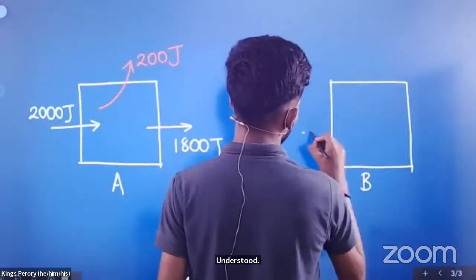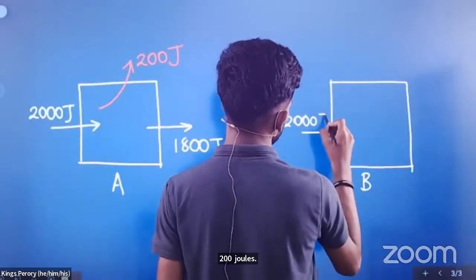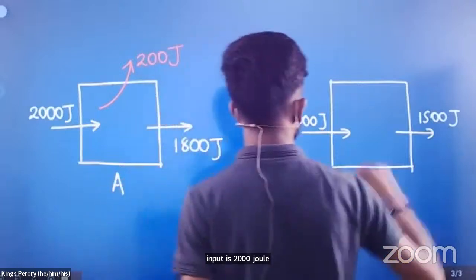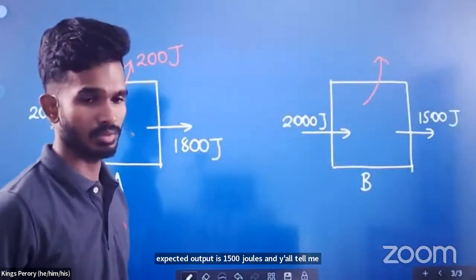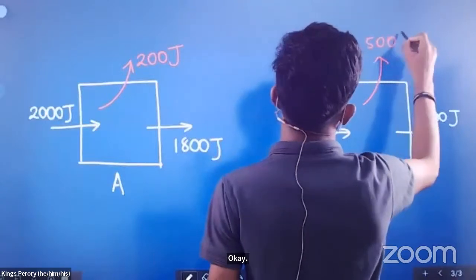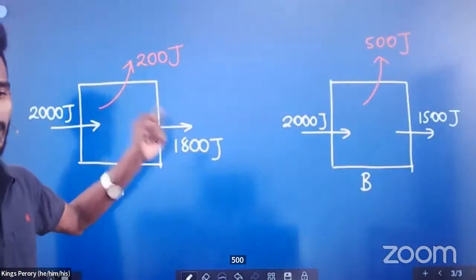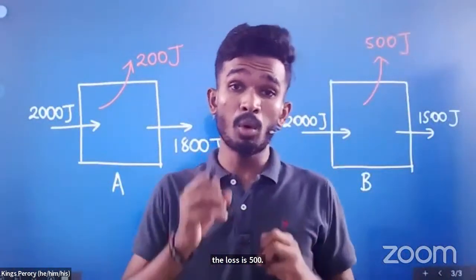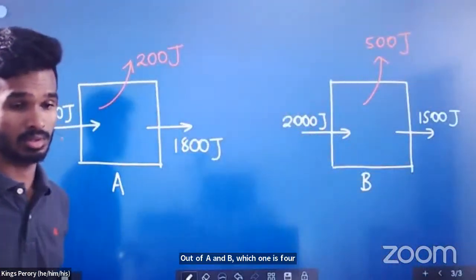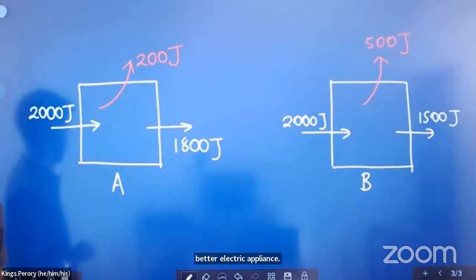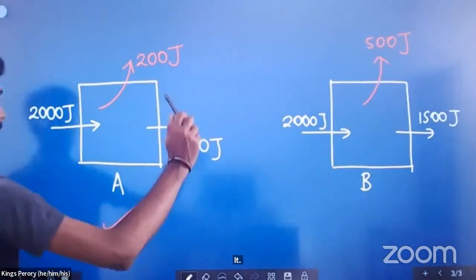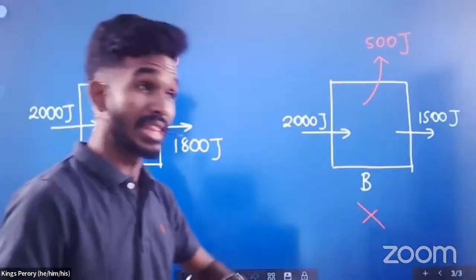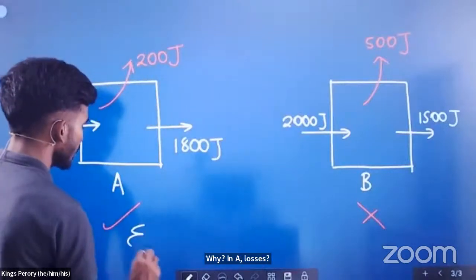Appliance B, input is 2000 joules. Expected output is 1500 joules. And you all tell me how much the loss is. 500 joules. Here the loss is 500. Out of A and B, which one is the better electric appliance? A. A is better than B. Why? In A, the loss is less, so we can tell the efficiency is high.